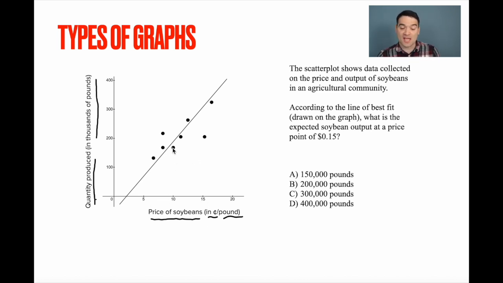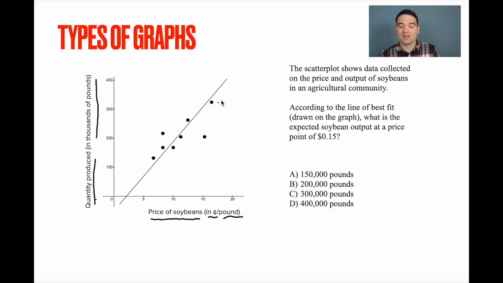And then as we discussed with scatter plots, each point is a point of data. So for instance, we had one piece of data that said at 10 cents a pound, roughly 175 are produced. Let's look at the question. The scatter plot shows data collected on the price and output of soybeans in an agricultural community. According to the line of best fit, that's this thing, what is the expected soybean output at a price point of 15 cents? Okay, now one word about the line of best fit.